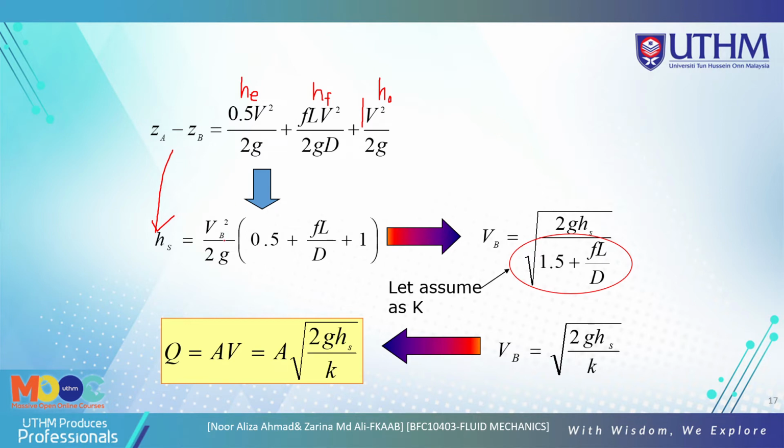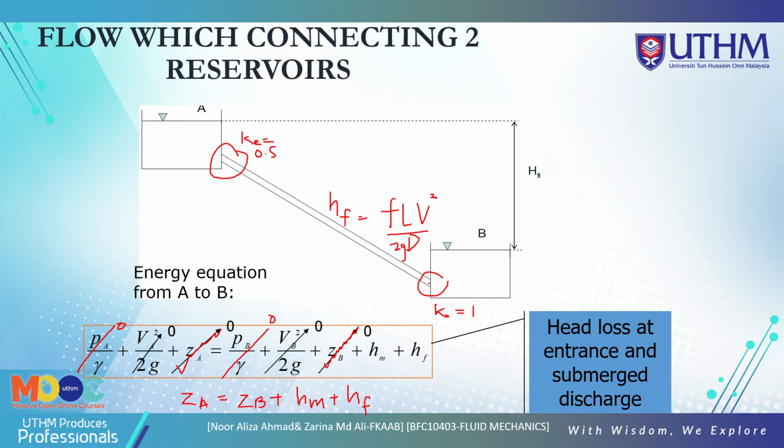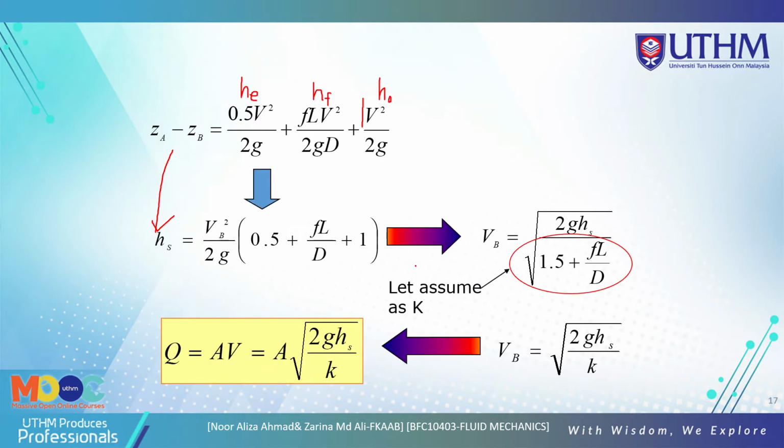Why do we use the V? Because the V is at the pipe, entering the pipe from A to the pipe here at the B. So we have the VB here. Using the velocity V here, 0.5 plus FL over D plus 1 here. So we get the V here, the same as 1.5 plus FL over D.